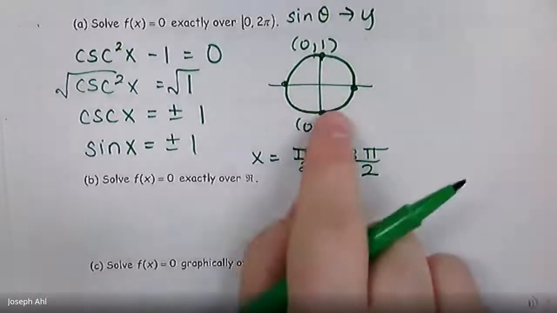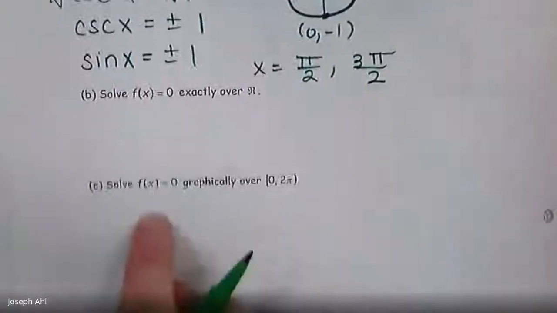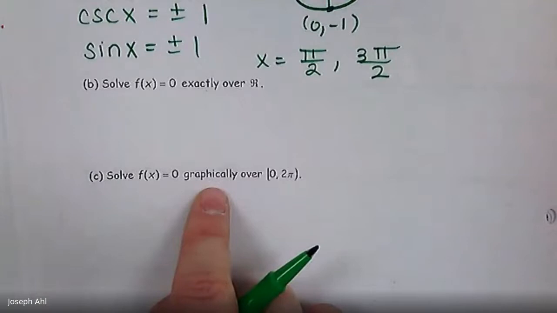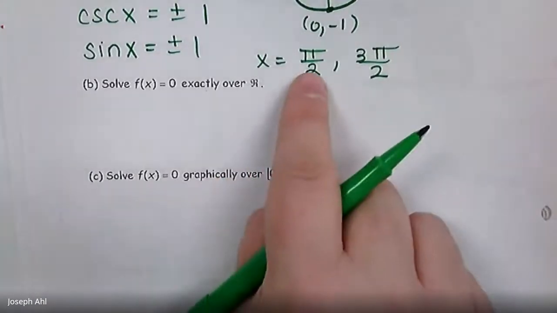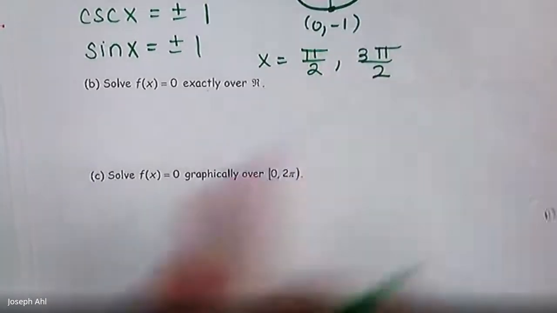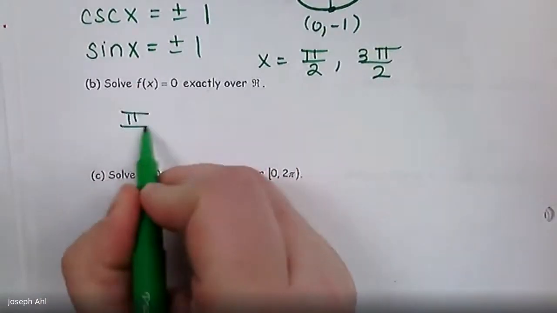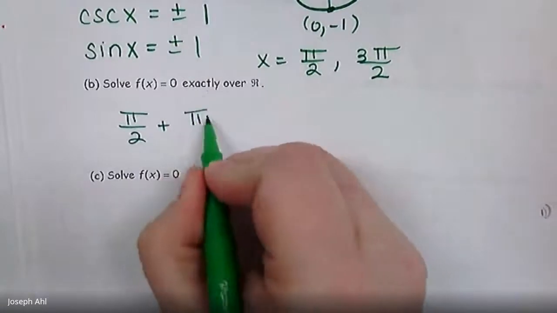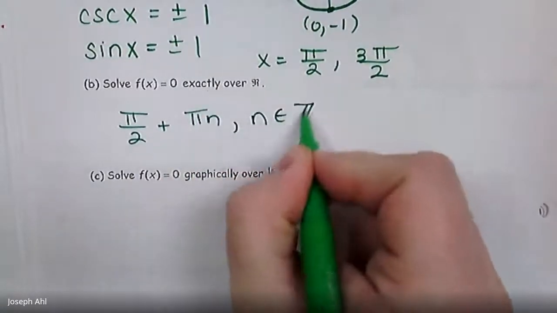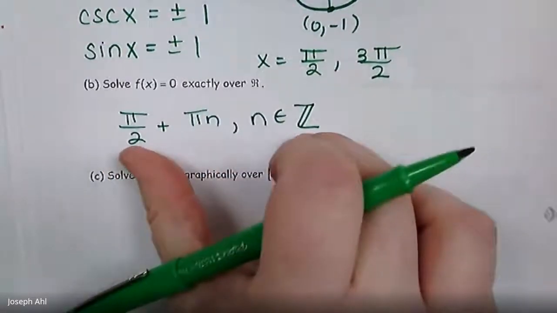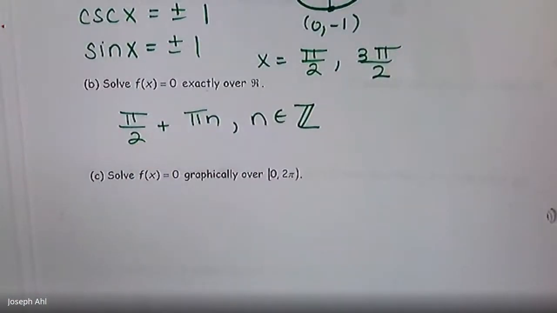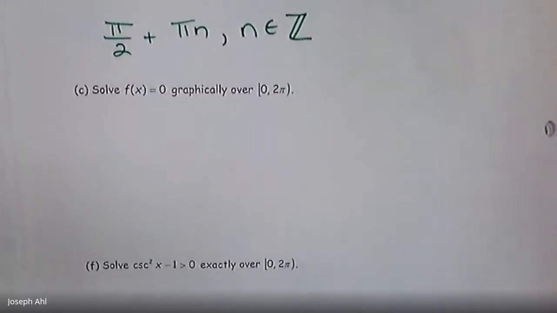The nice thing is that if we make a mistake in part A, we'll find it, I hope, in part C when we do this graphically. All right, if we're only going to get solutions at pi over 2 and 3 pi over 2 and so on, the exact solution over the real numbers, don't worry too much about this, but it's going to be pi over 2 plus pi n, where n is any integer. We'll focus on that a little bit more when we talk about this in class, but that would be what's called the general solution over the real numbers.